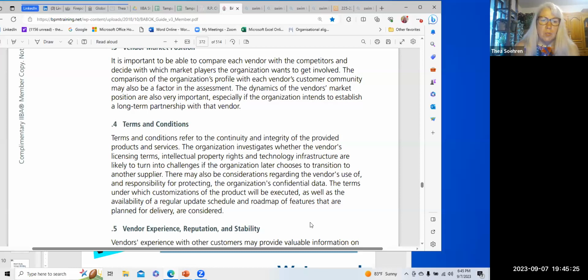The terms under which customizations of the product will be executed, as well as availability of the regular update schedule and roadmap of features that are planned for delivery, are considered. We have a vendor that has given us the ability to use their product. However, if we want to make changes to the configuration, we have to put in a ticket and have them do it. So we don't really have access to managing the tool that we are using. We just have access to using the tool. And in some cases, that's just fine.